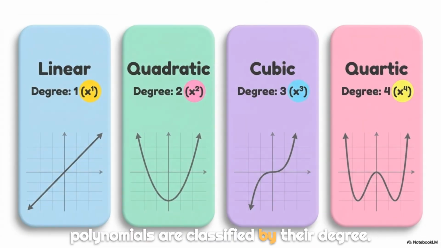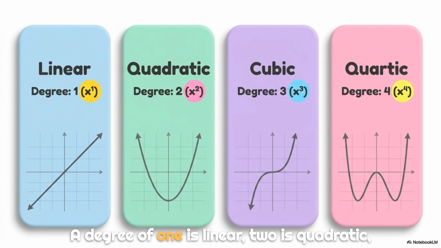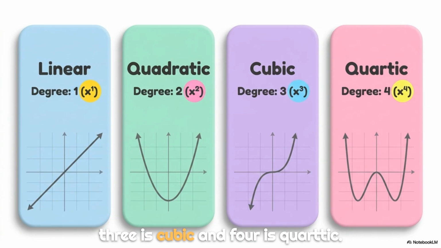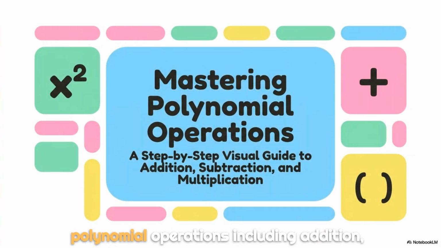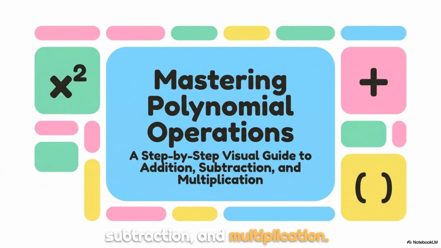Polynomials are classified by their degree. A degree of 1 is linear, 2 is quadratic, 3 is cubic, and 4 is quartic. Each has a distinct graphical representation. Next, we will look at how to master polynomial operations, including addition, subtraction, and multiplication.